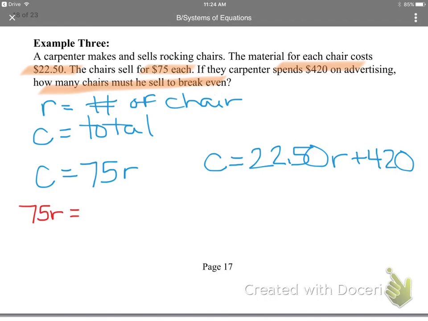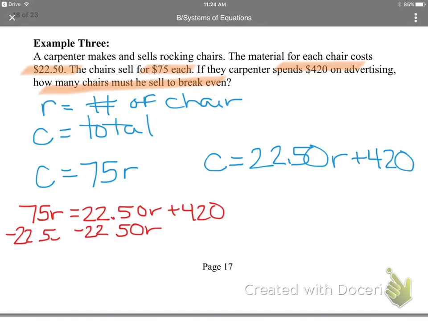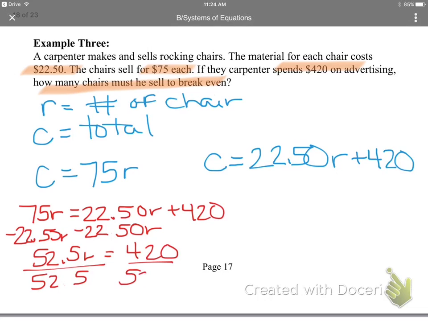So I've got 75R equals 22.50R plus 420. Then we subtract 22.5R on both sides, because remember our goal is to solve for R. So 75 minus 22.5 gives me 52.5R. That was a little weird. And that equals 420. We divide by 52.5 on both sides, and we see that R equals 8. So he needs to sell at least 8 rocking chairs to break even.